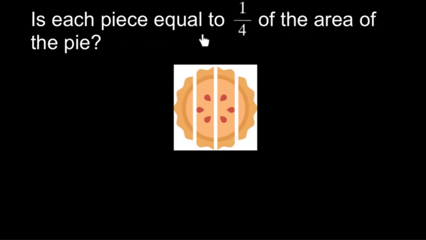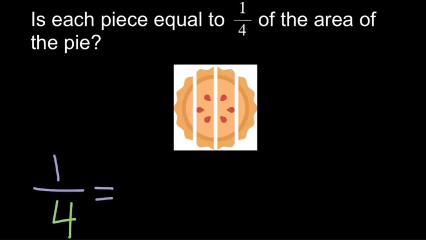Is each piece equal to 1/4 of the area of the pie? So we have a pie, and it has 1, 2, 3, 4 pieces. So it does have 4 pieces. So is one of those pieces equal to 1/4 of the pie? Well, let's talk about what we mean when we have a fraction like 1/4.